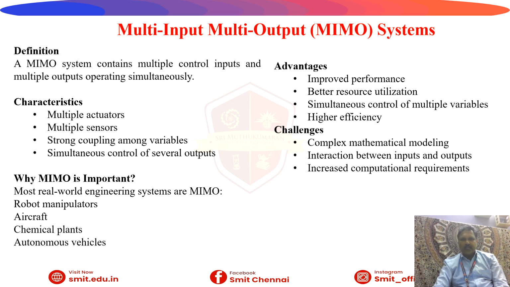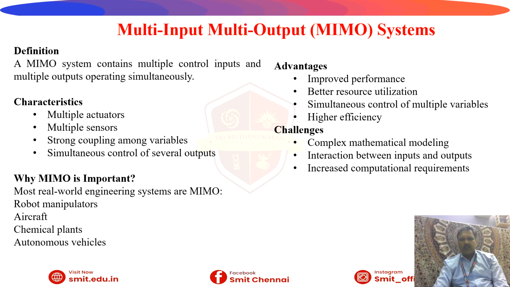MIMO systems, that is multi-input, multi-output. MIMO systems contain multiple inputs and multiple outputs operating simultaneously. Characteristics: we are having multiple actuators, multiple sensors, strong coupling among variables, simultaneous control of several outputs.